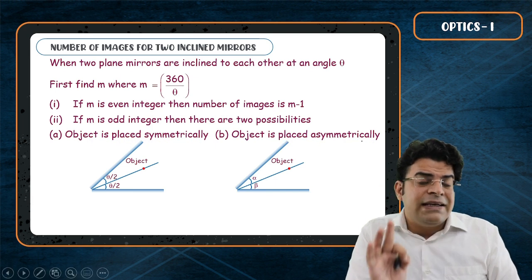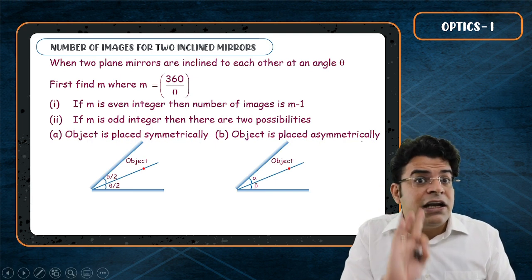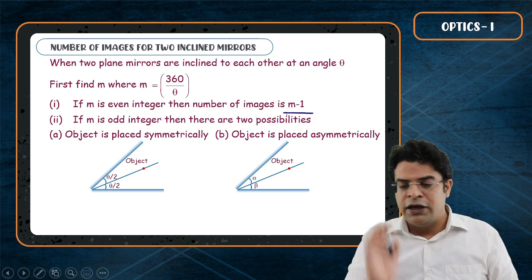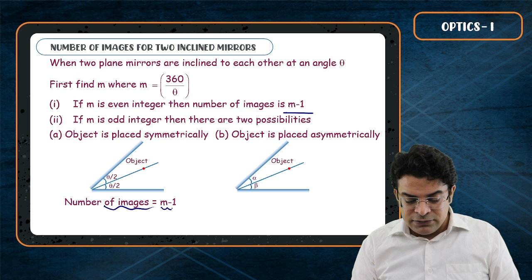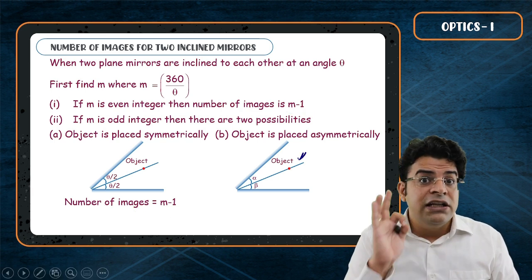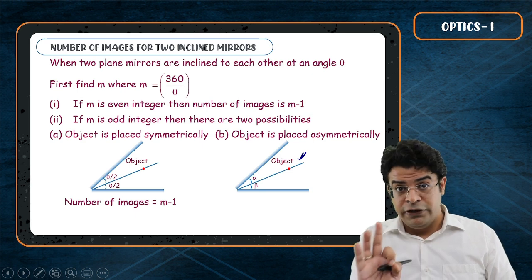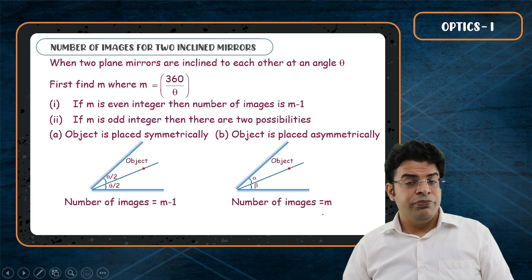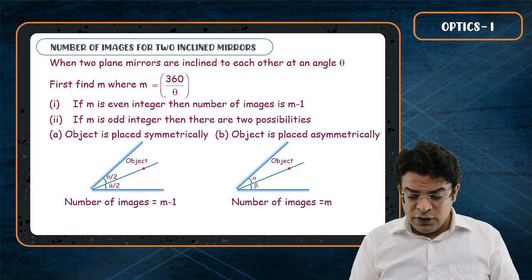When the object is placed symmetrically, you get lesser number of images, same as in the first case, you get m minus 1 images. So number of images comes out to be m minus 1. When you place the object asymmetrically, then you get more number of images. And the number of images in this case comes out to be m. So first of all, find out m.